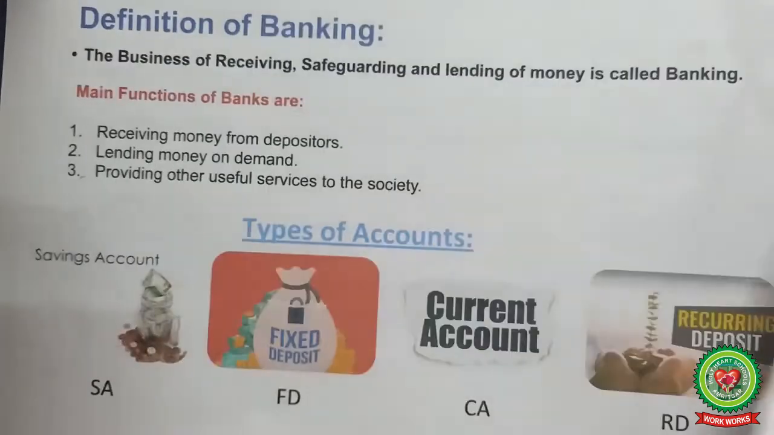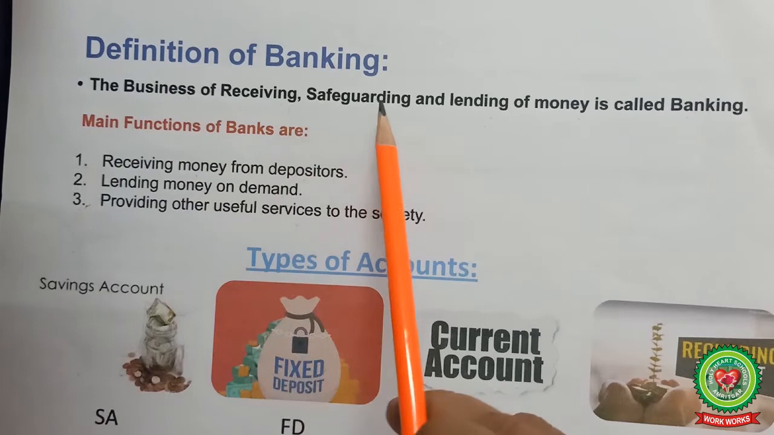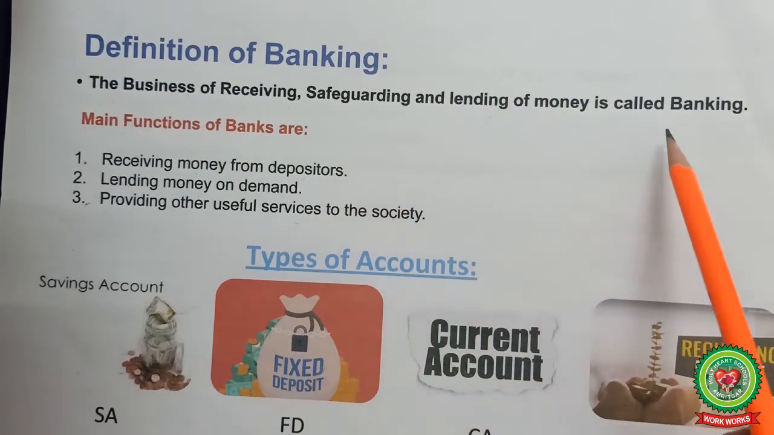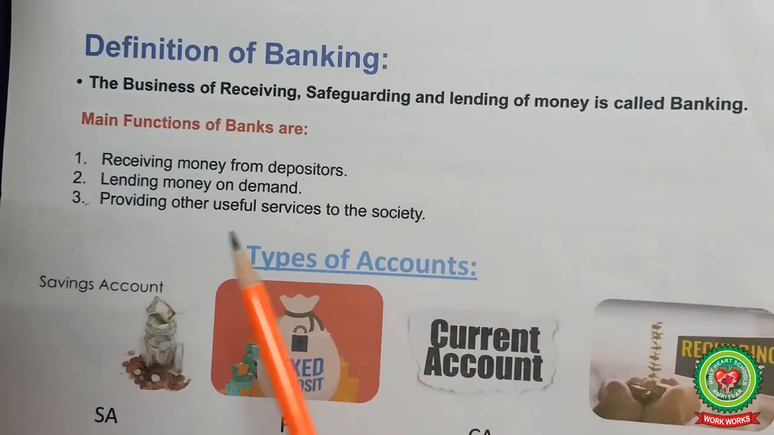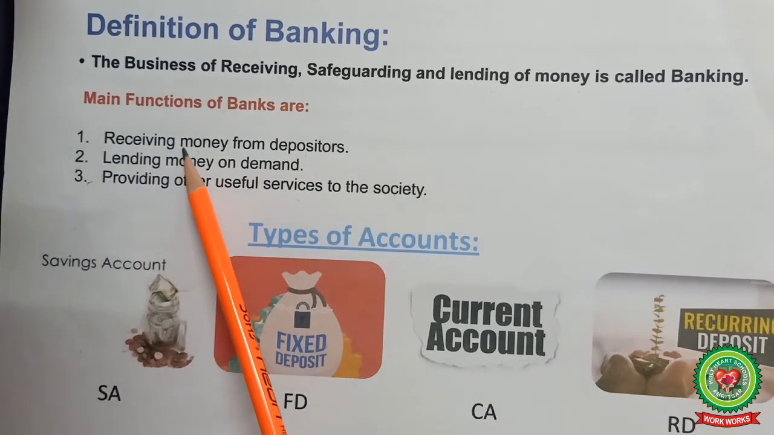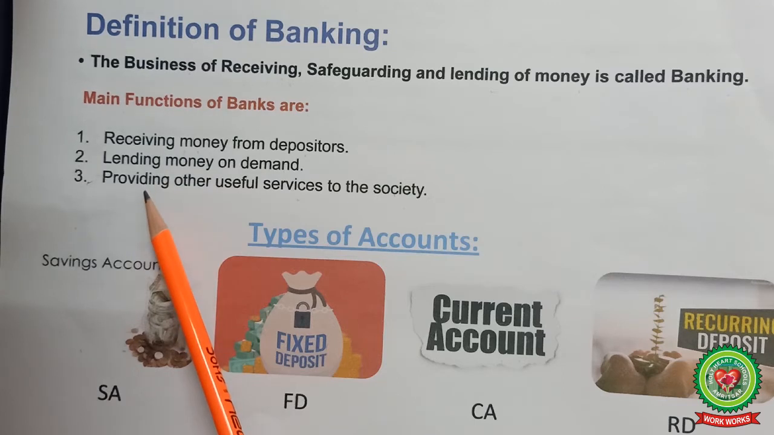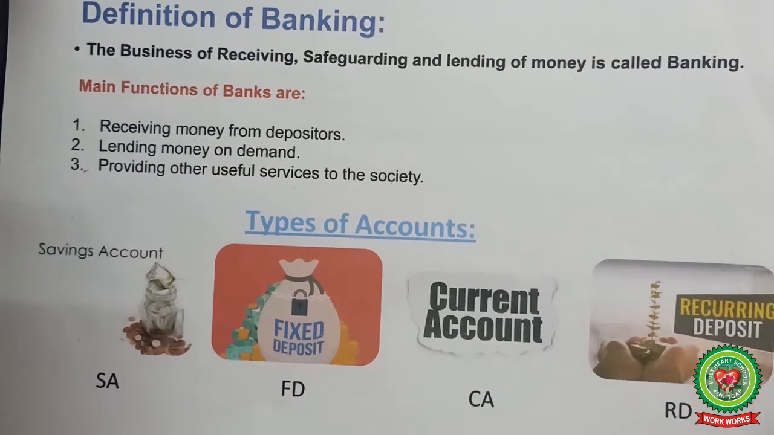Now, before proceeding, we will discuss the definition of banking. The business of receiving, safeguarding and lending of money is called banking. Main functions of banks are receiving money from depositors, lending money on demand, and third is providing other useful services to the society.